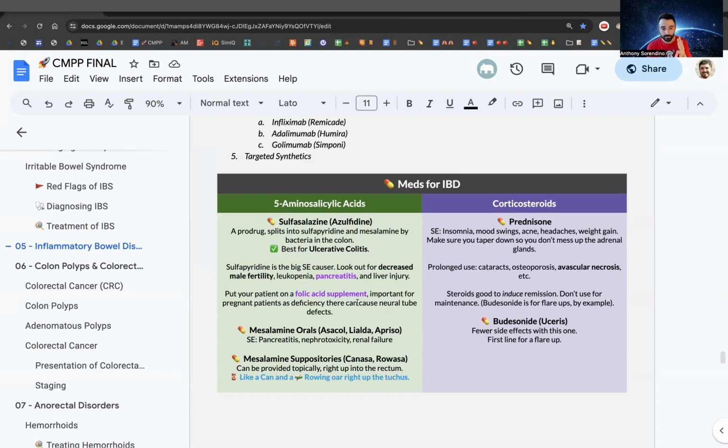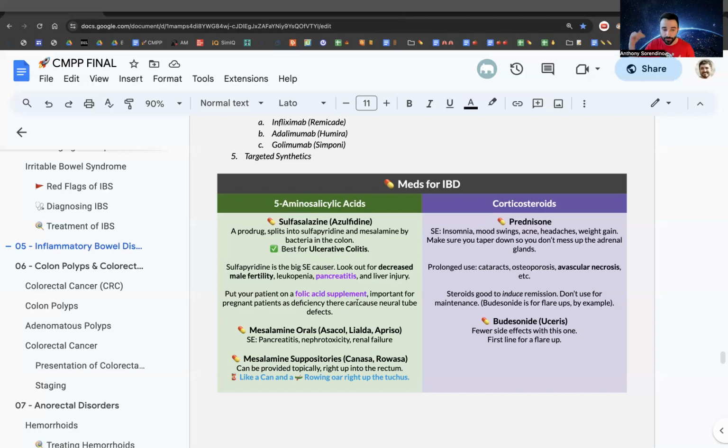Now, what's important here, this is a prodrug, so it doesn't do anything as is, but once it's split into something called sulfapyridine, that's what causes our side effects here. So we're going to look out for decreased male fertility. That's huge, especially because ulcerative colitis is more common in men. We're going to see low white blood cells with leukopenia. We're going to see pancreatitis, and we're going to see liver injury.